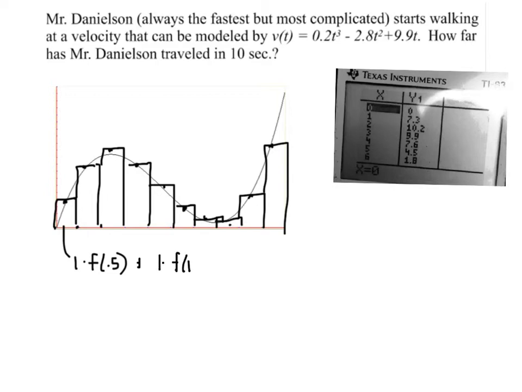that's all it is. You're letting the middle of each interval set the height. And this is called a midpoint Riemann sum. Okay, the midpoint.